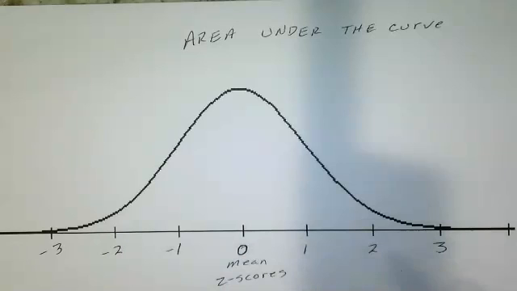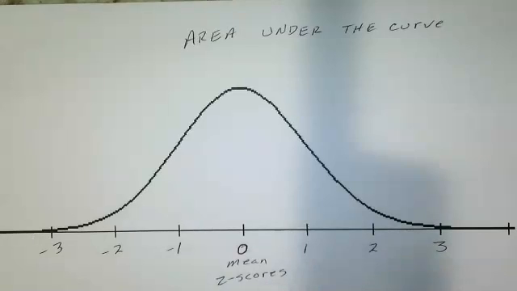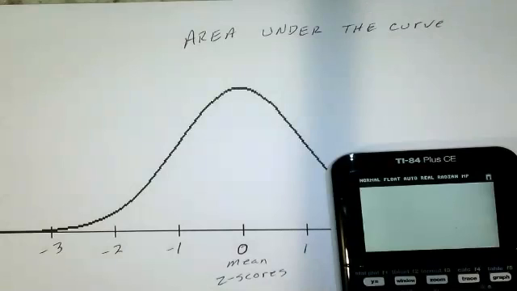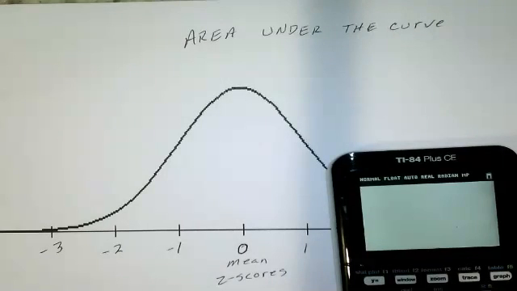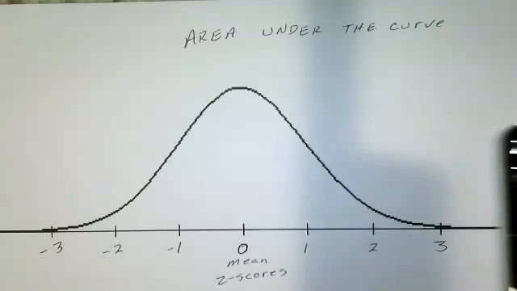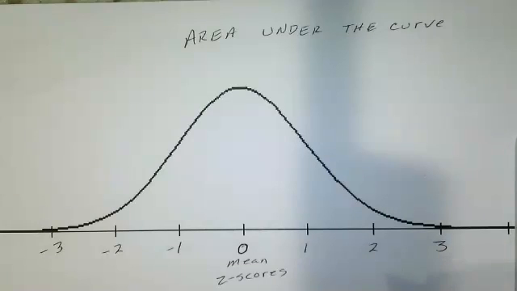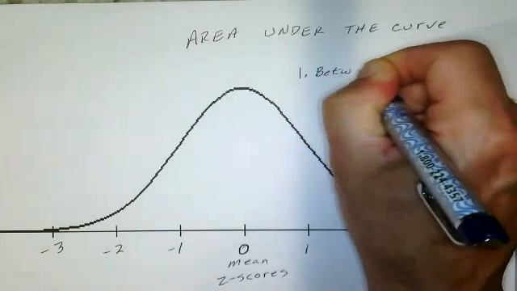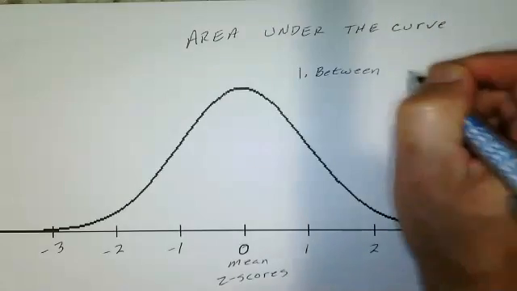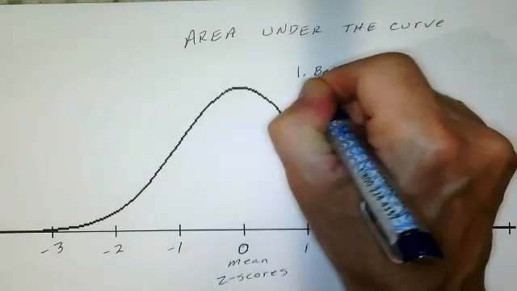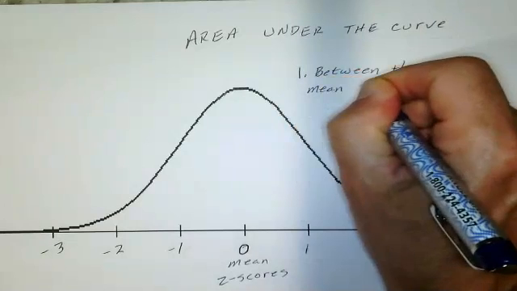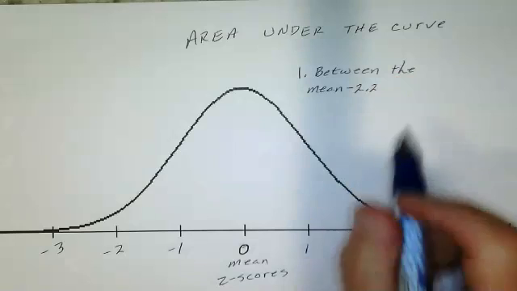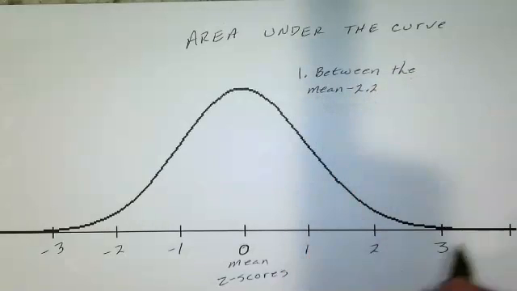So as we look at this, we're going to find the area under the curve using the calculator. Okay, the calculator is our friend, so we are going to use it. So let's look at this. Let's say first we want to find the area under the curve between the mean and 2.2.